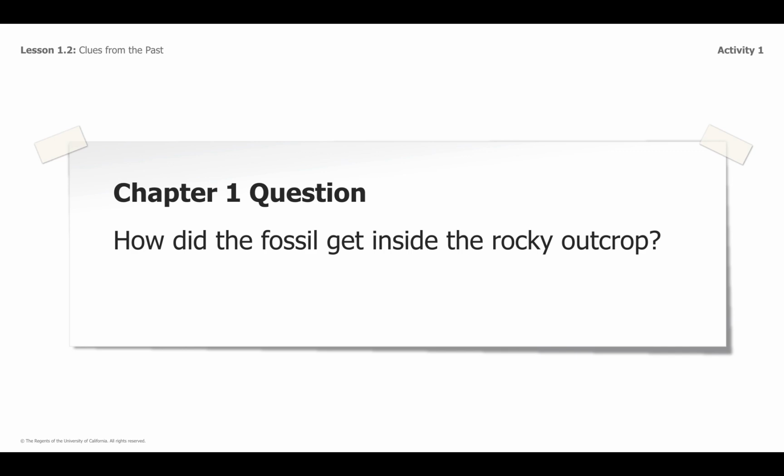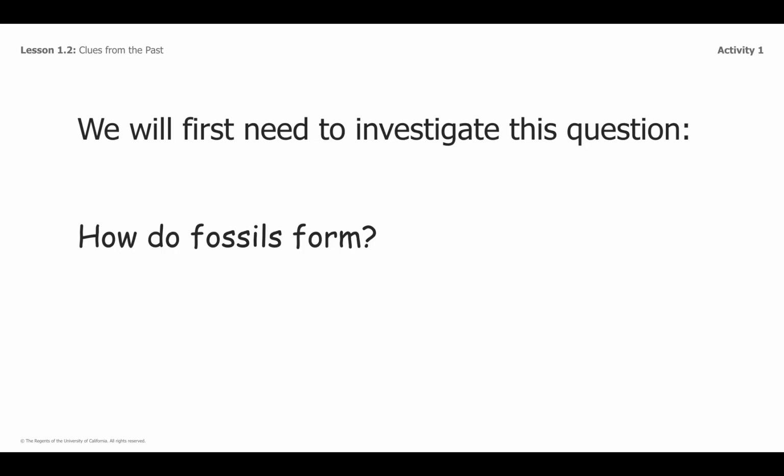So the question we're going to be exploring in chapter 1 of this unit is, how did the fossil get inside the rocky outcrop? That's the fossil we looked at in a previous lesson that was stuck in the rock. Looked kind of like a crocodile or a dinosaur. We'll first need to investigate the question of how fossils form. We don't know that yet.